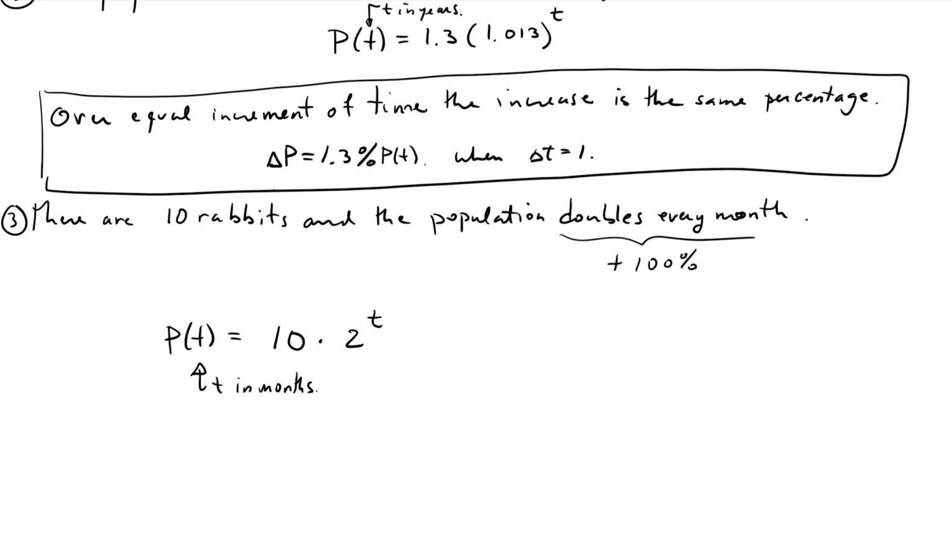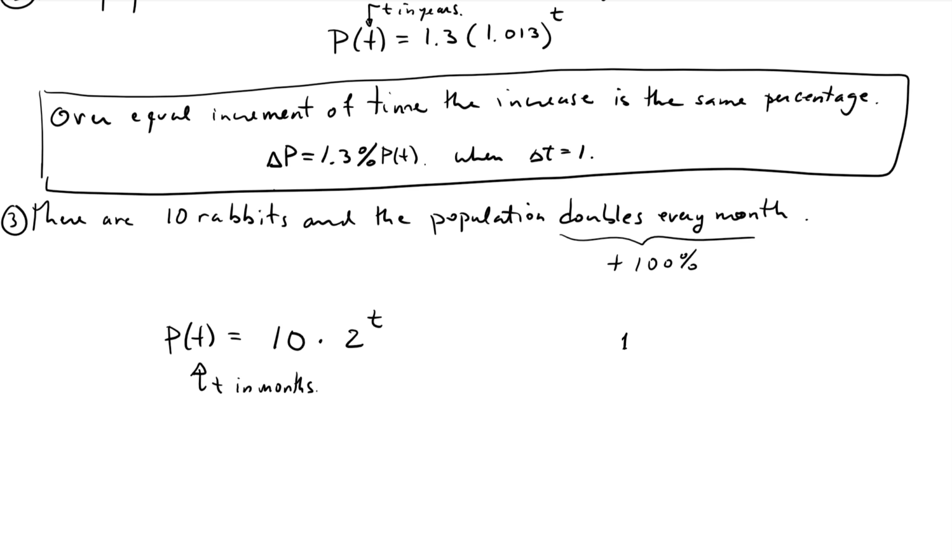So it doubles every month. If it triples every month, then it would be plus 300%, right? And then it'd be 4. Sorry, I just said something that's false. If it triples, it's plus 200%.